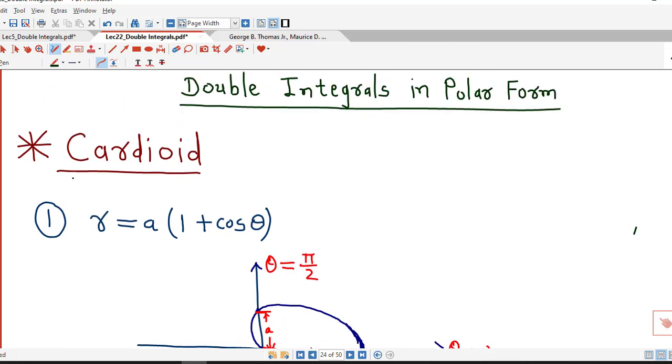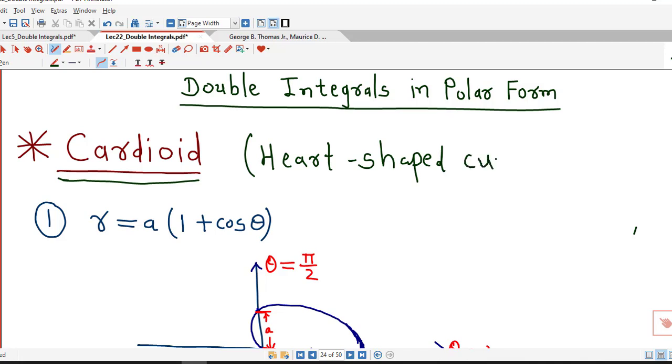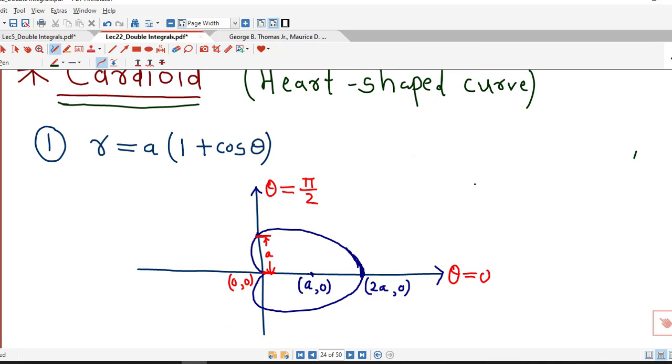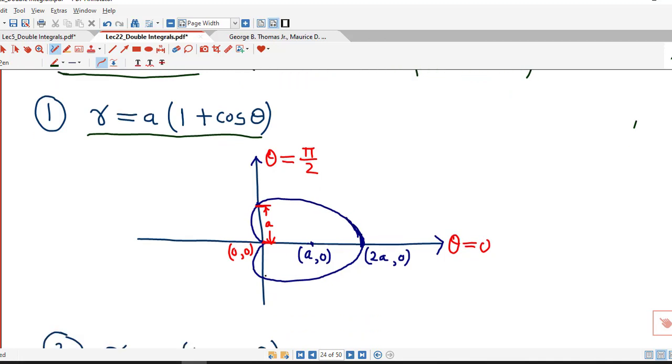So we are going to use this polar curve known as cardioid, and it is a heart-shaped curve. The shape of a cardioid is like the shape of a heart, and there are different orientations depending upon the nature of the equation. Suppose we have the equation r equal to a into 1 plus cos theta, then the graph of this cardioid will look like this. Okay, it is a heart-shaped curve.